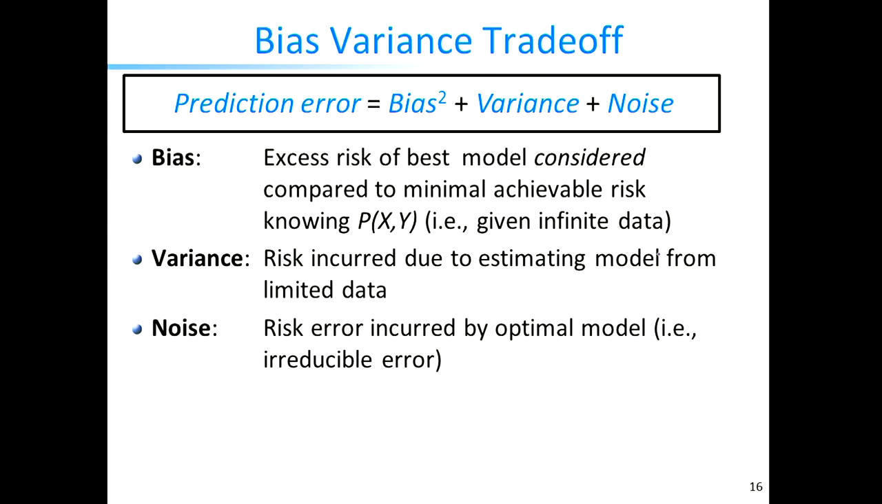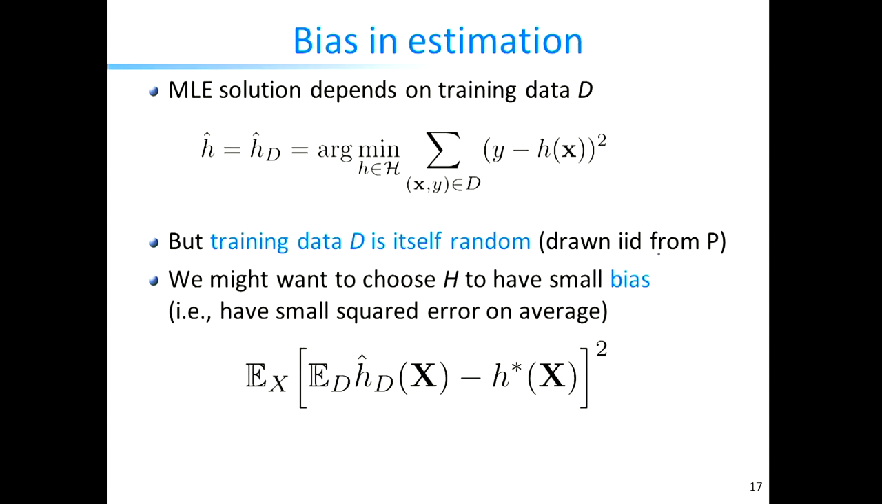Okay. And now those can be nicely quantified in the context of least squares. So let me just discuss those. So what is bias? Right?